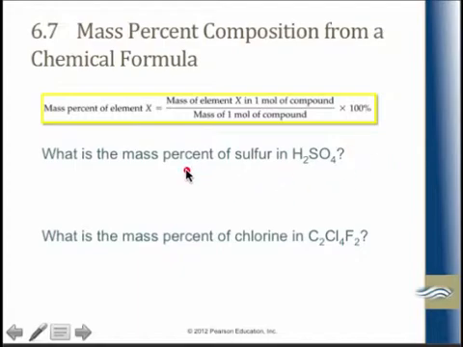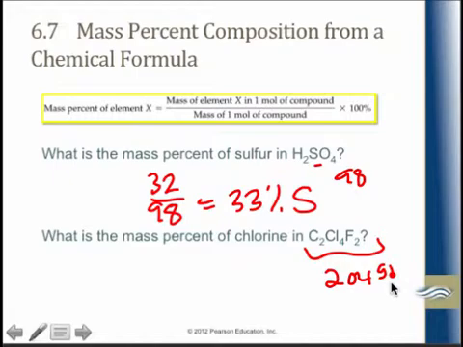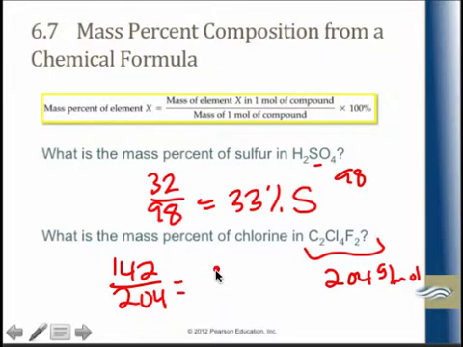Okay, so hopefully you figured the molar mass on this is 98. And so sulfur's worth 32. 32 over 98, you should have gotten 33% sulfur. And when you did the molar mass on this one, hopefully you came up with 204 grams per mole. And the chlorines are the majority of it. 142 over 204 should have been the chlorine mass. And so you should have computed that it's 70% chlorine.